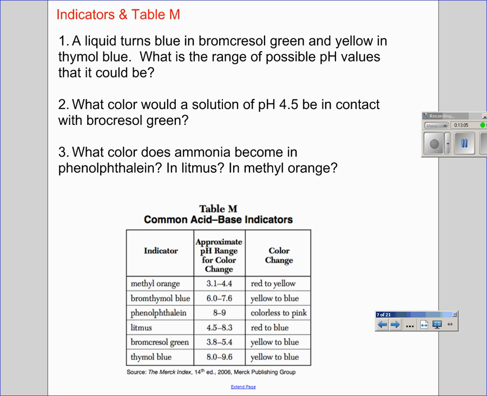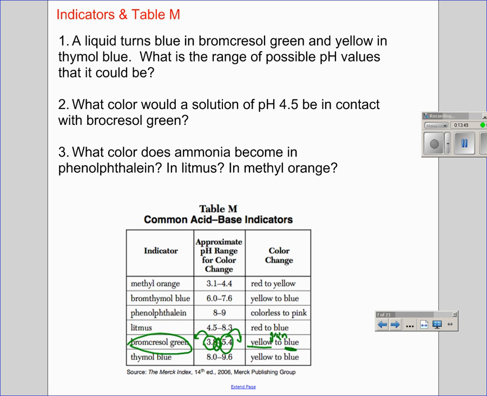Okay, table M. Turn to table M. Table M teaches us about indicators. An indicator turns color or different colors in the presence of different pHs and different strengths of acids and bases. So if you have a liquid that turns blue in bromcresol green, let's look at it. So here's bromcresol green. The way we read this is if the pH is 3.8 or less, the color is going to be yellow. If the pH is 5.4 or greater, the color is going to be blue. If it's in between 3.8 and 5.4, it's going to be green.